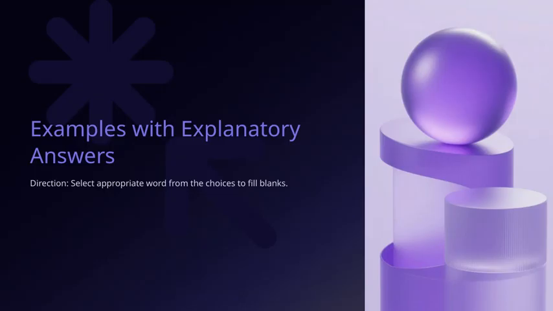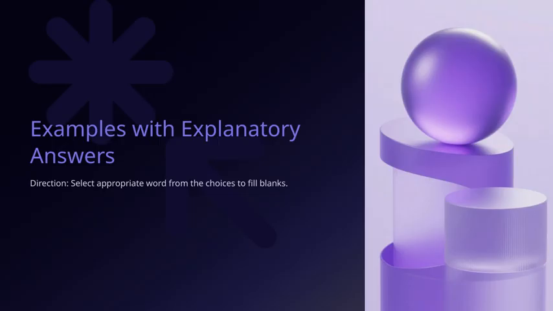Now, let's look at some examples with explanatory answers. On this slide, you'll see a direction that asks you to select the appropriate word from the choices provided to fill in the blanks. This exercise is designed to test your understanding of the concepts we've discussed so far. As you go through the examples, pay close attention to the context clues and the grammatical cues that help determine the correct word. Remember, the goal here is to reinforce your learning by applying the rules we've covered in a practical way. These exercises also highlight common pitfalls and how to avoid them, which is crucial for mastering the material.